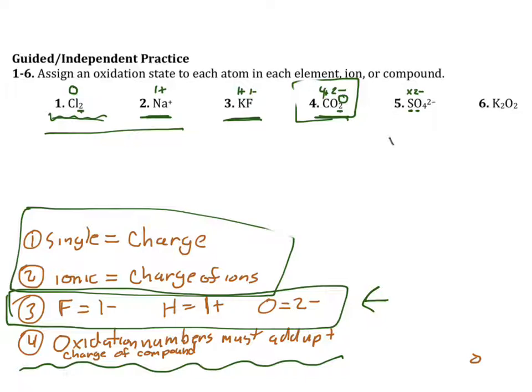But we know that whatever sulfur is, plus there's 4 oxygens right there, and each oxygen's a 2 negative. We know that this must add up to the overall charge, and look at what the overall charge is. The overall charge is a 2 negative. And so now we just do some simple algebra. This is 8 negative, so that means that X must be 6 positive. So sulfur is 6 positive, oxygen is 2 negative.